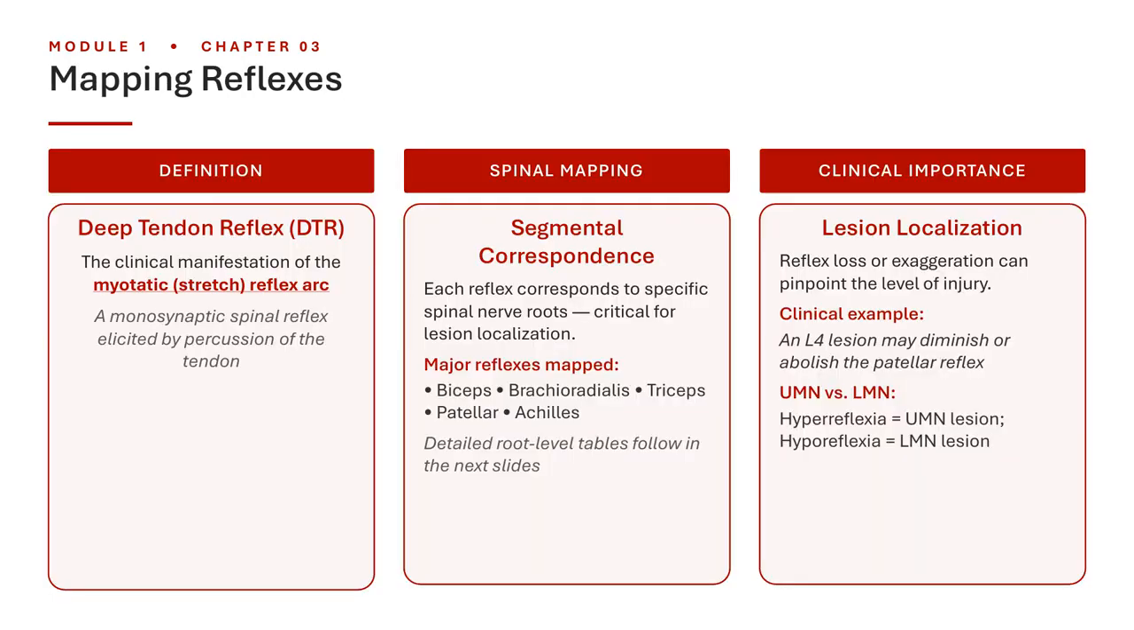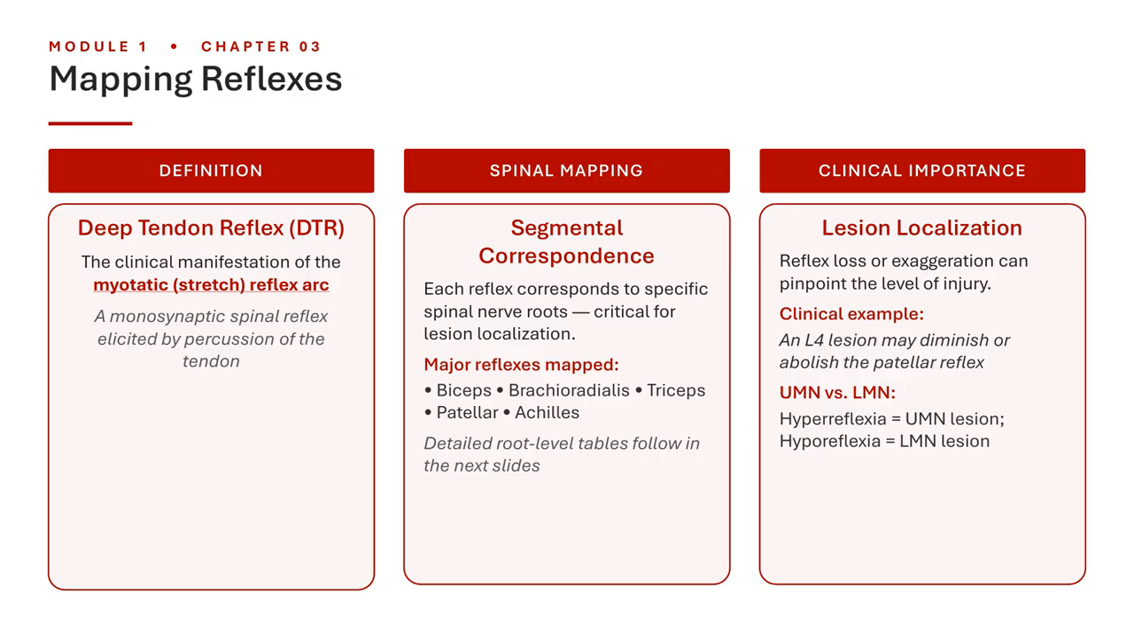Now we come to one of the most clinically important concepts in this lecture: the mapping of individual reflexes to specific spinal segments. Here is the core principle. Each deep tendon reflex is mediated by a specific set of nerve roots. The muscle spindle's 1A afferent enters the cord at a known spinal level. The alpha motor neuron that fires in response exits at the same level. This is why a reflex can be used to localize a lesion with precision.